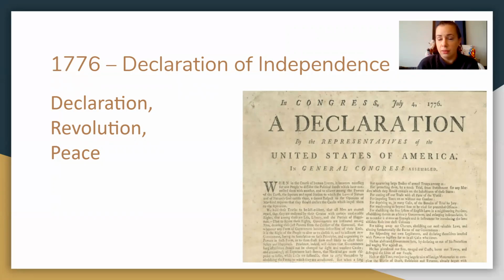And these John Locke ideas of natural rights or natural liberties that every person, every white male at this time period, was entitled to.